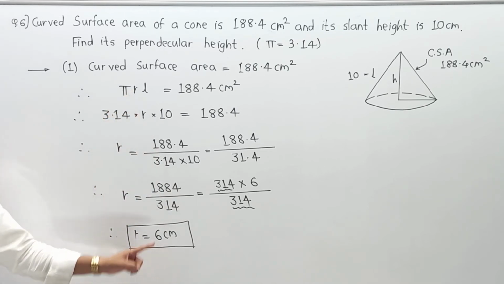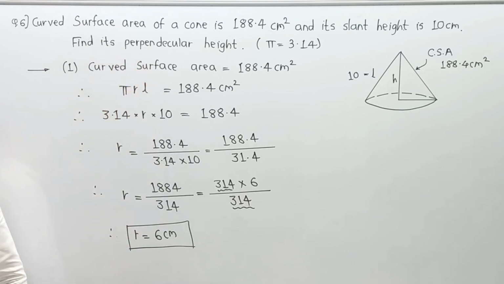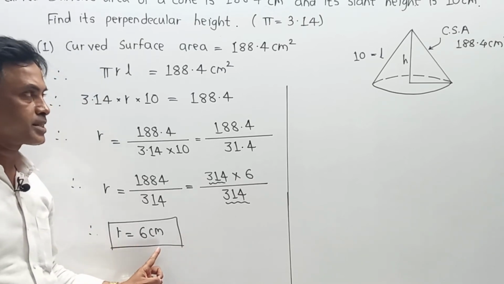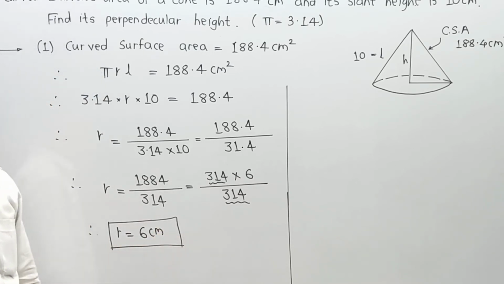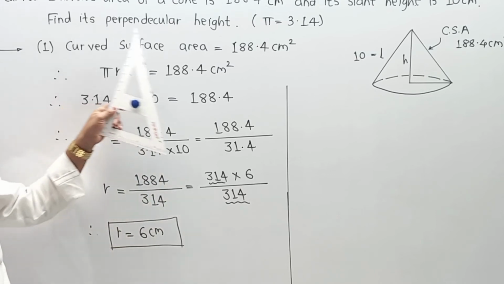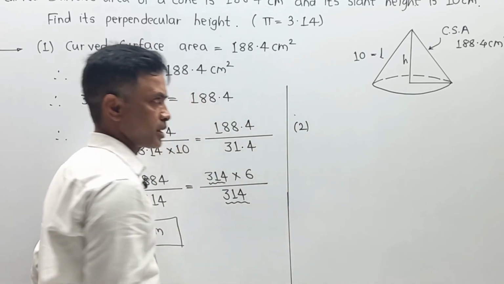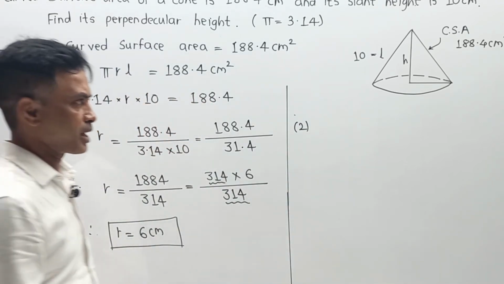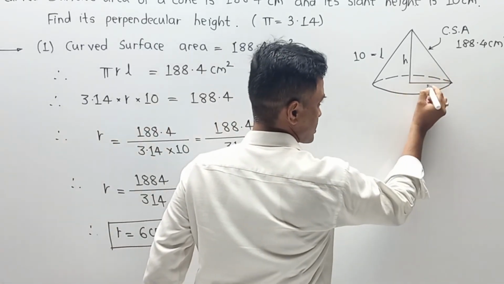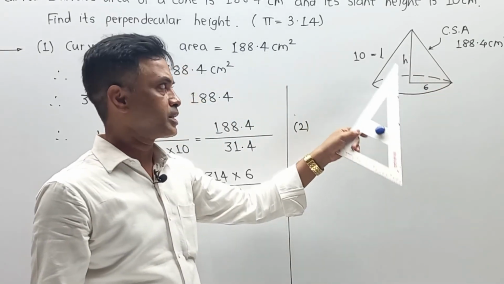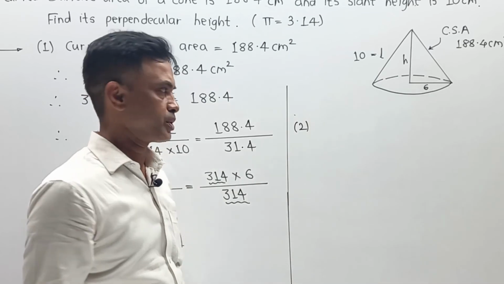But still, we are supposed to calculate its perpendicular height. Means what? Please pay attention. Now, after getting the value of r, that is 6 centimeter, our second calculation is the vertical height that we are supposed to calculate, the perpendicular height. So in the second calculation, we have radius r as 6. And our target is to calculate vertical height h because we know L.